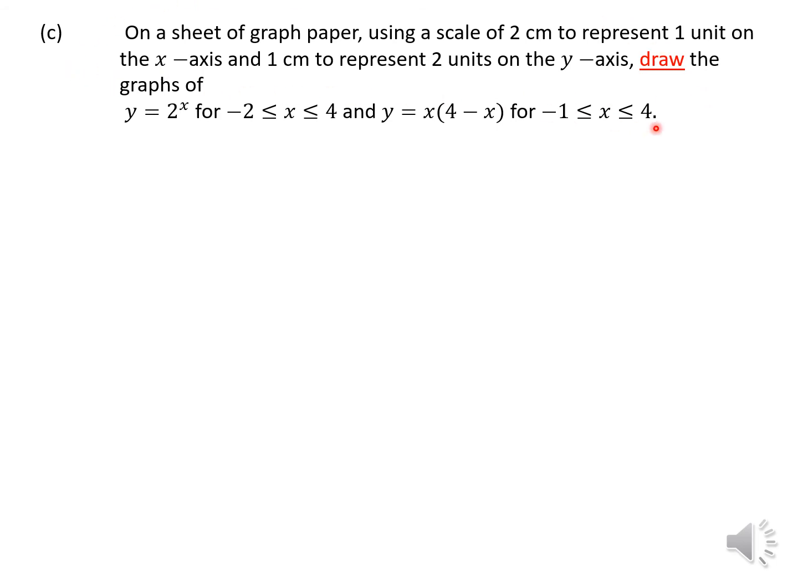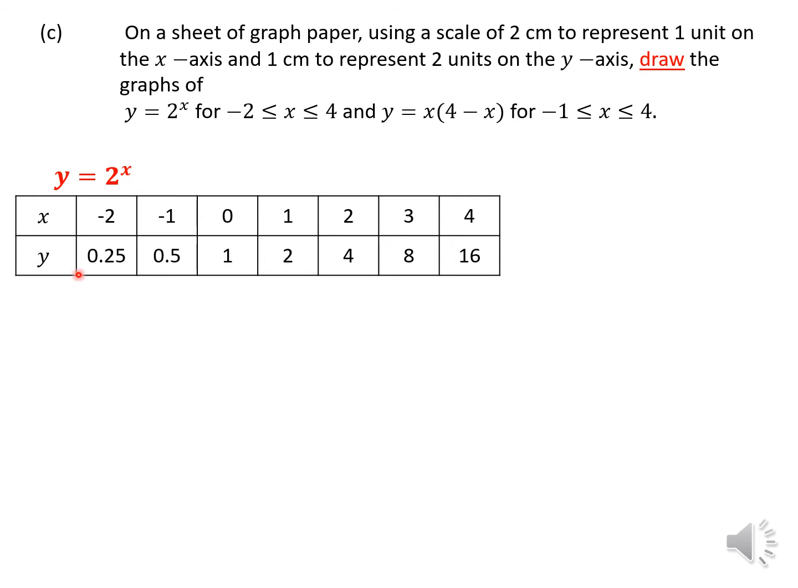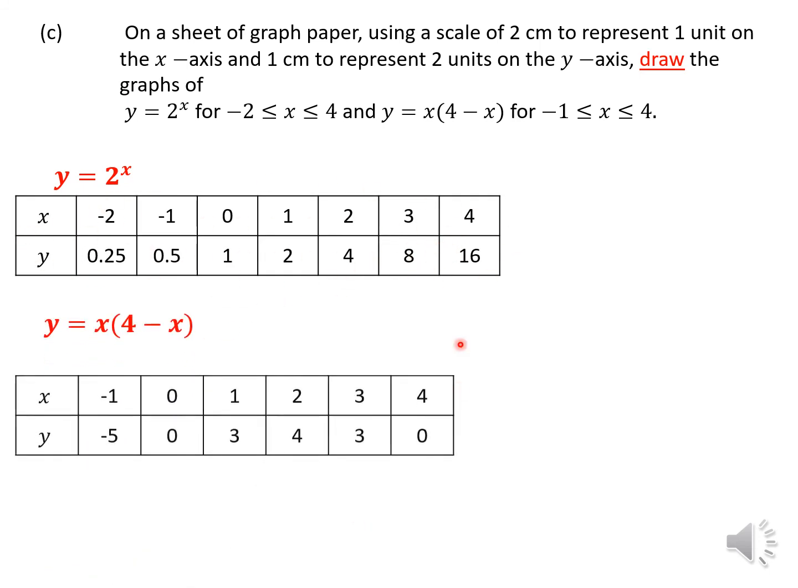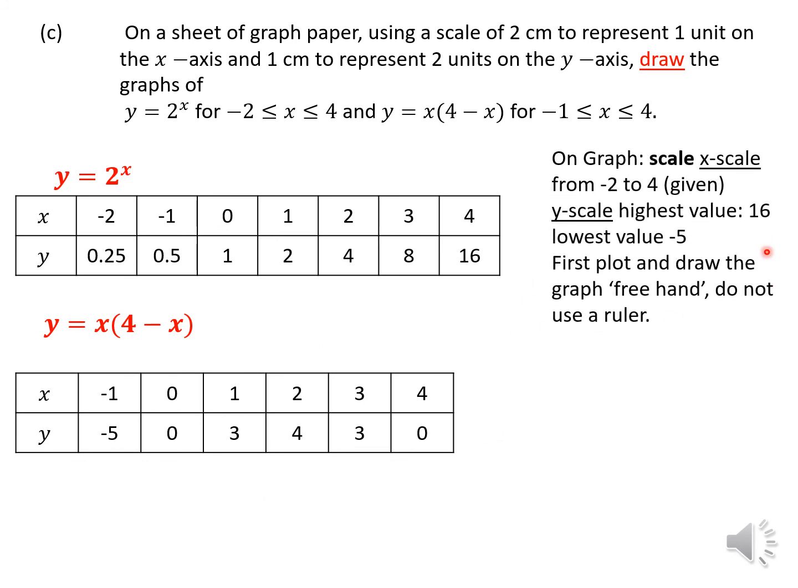Okay, so if I bring back my table, my complete one for the exponential function is here. The reason why I'm bringing my tables back here is because I want to find out what is the highest y value. How high up should I go when I plot them? So highest y value is 16. And what is the lowest y value? Of course, you can see it's -5.